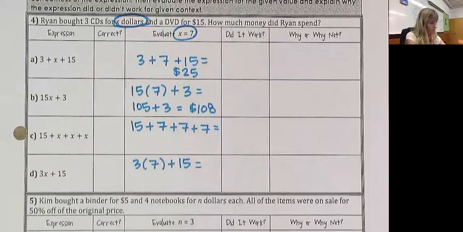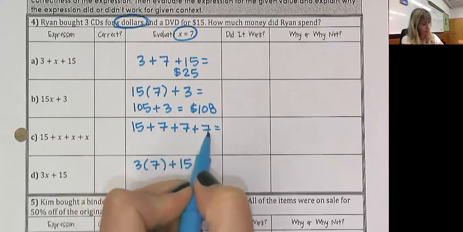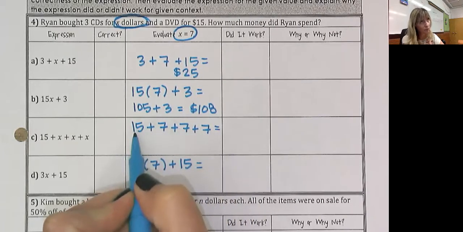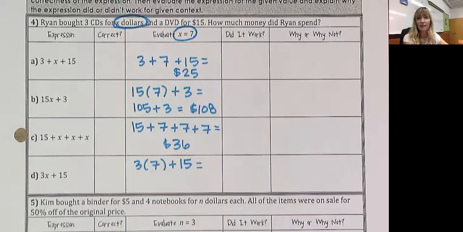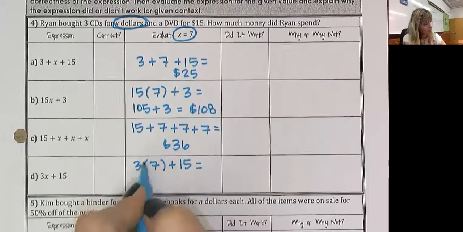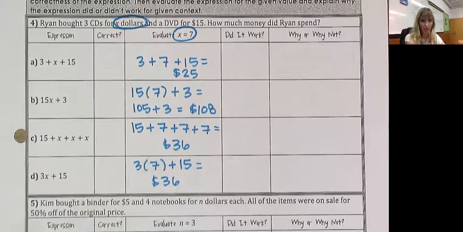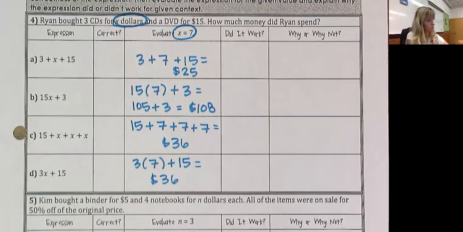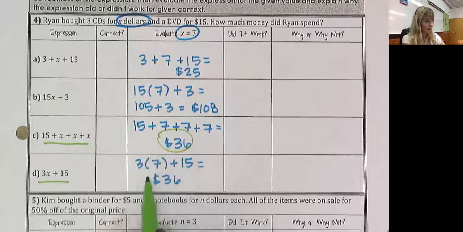Something's not working here. Okay, let's look at this one. 15 plus 7 plus 7 plus 7. Okay, I'm going to do this part first. 7 plus 7 plus 7 is 21. Plus 15 is 36. Okay, so far I have 3 different answers, so these definitely can't all be correct, so I got to figure this out. This one, 3 times 7 is 21 plus 15 is $36. Okay, that's starting to suggest something to me. First of all, what I know is that these two are equivalent. Did you guys recognize that as you were looking through there? And this verifies it. They truly are equivalent.